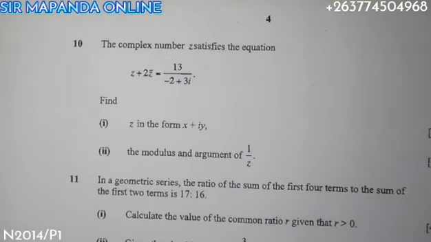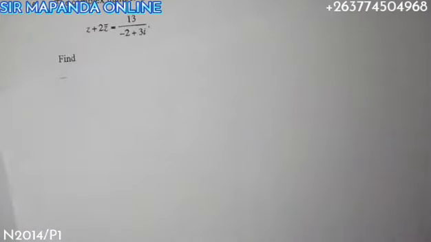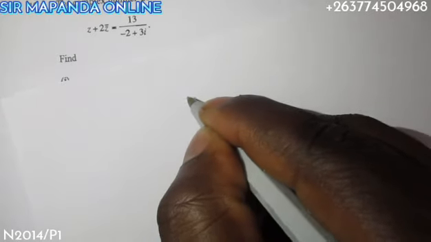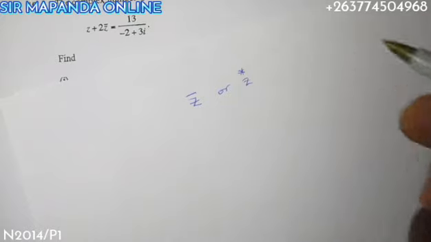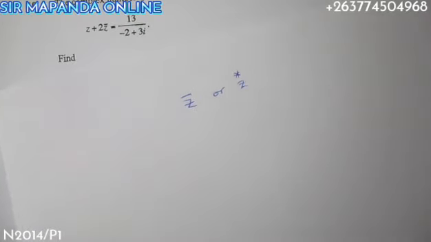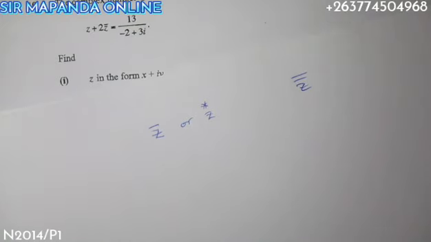Right, we are now on question number 10. It reads, the complex number z satisfies the equation z plus 2 conjugate of z. If you see a line above z, it means conjugate of z. They can use a line, a bar, or a star. It simply means conjugate of z. But if you have two lines, they represent conjugate of conjugate.